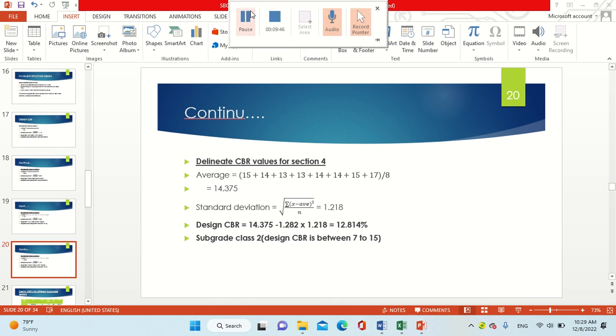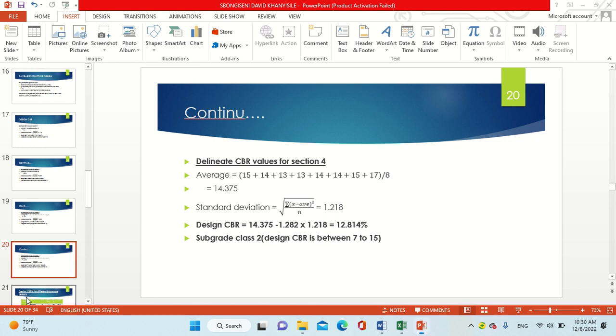Now let's look at section 4, for which we also have to calculate the average, which was 14.375, and also the standard deviation and design CBR, and also the subgrade class, which we also found to be 7 to 15.